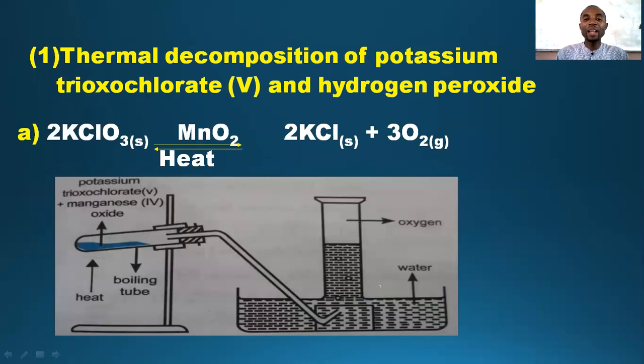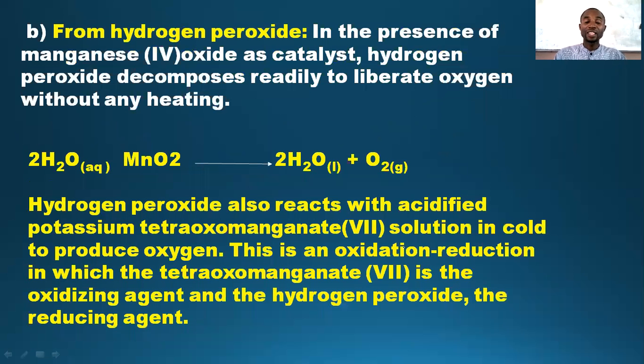All right, thermal decomposition of potassium trioxochlorate(V) and hydrogen peroxide. Look at it, this is the setup. We have potassium trioxochlorate(V) here, and this is the setup in the lab. When it's being heated, look at the heat, and the manganese(IV) oxide is being added there, and you can see oxygen is being produced here.